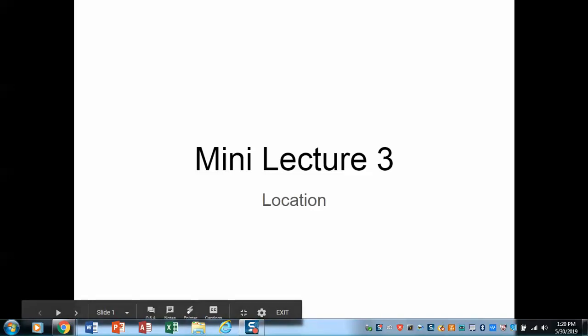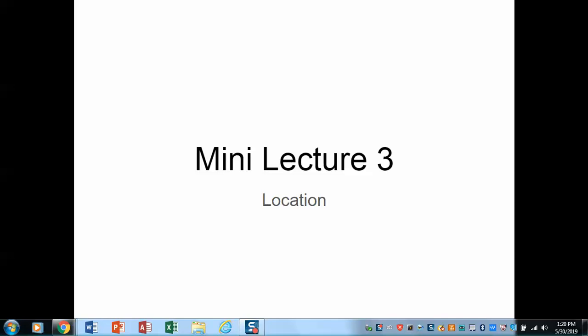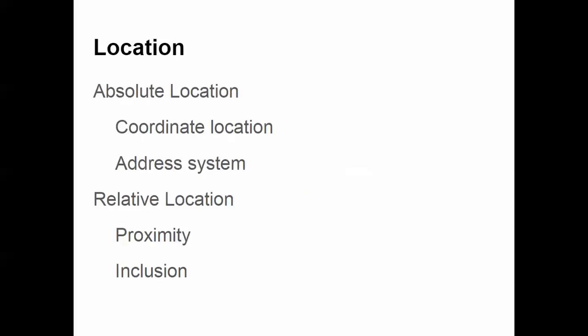Today we're going to talk briefly about location. Remember that we're talking about the 5 themes of geography. And so today I want to start with location, in the sense the most basic of our themes. Location can be understood in 2 ways in terms of geography.